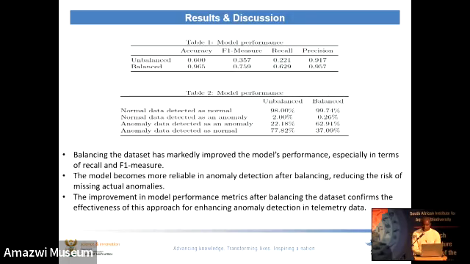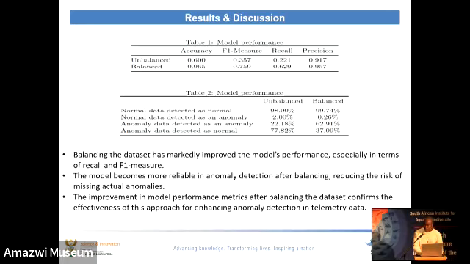So now what we did, we tried to balance the data so that we can have better results. On the balanced side, on the normal side, it misclassified only 0.26% of the time, which is an improvement from the unbalanced one. Then normal data detected as an anomaly, it does that correctly 62% of the time. And then we have anomaly detected as normal, which is misclassification, at 37%. These results are not final.